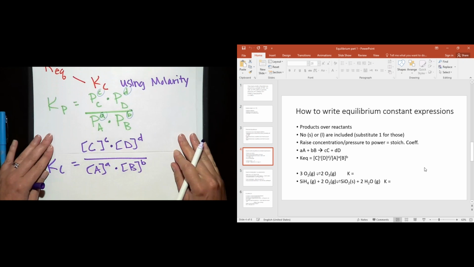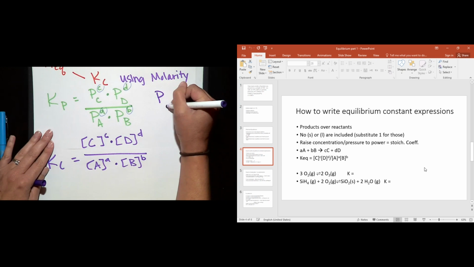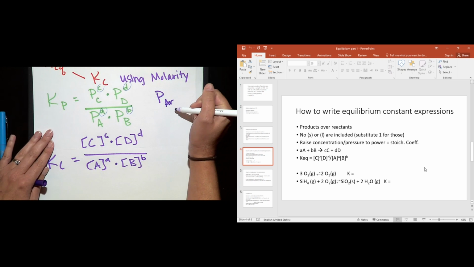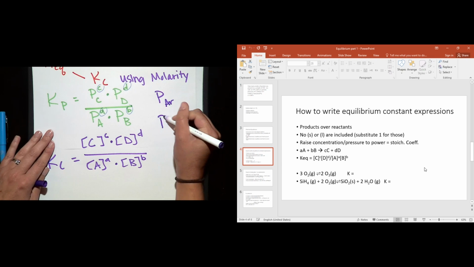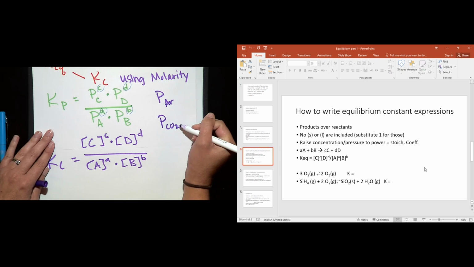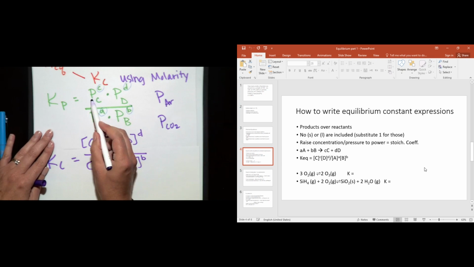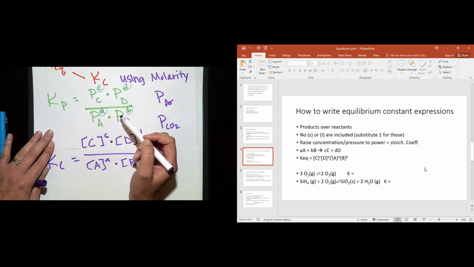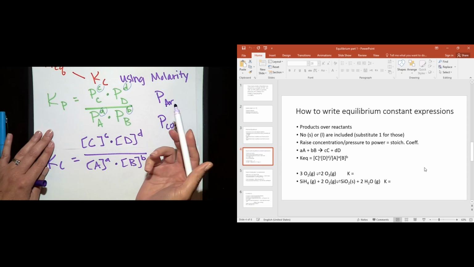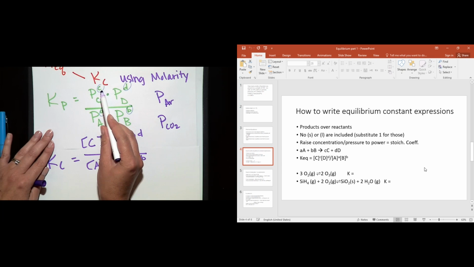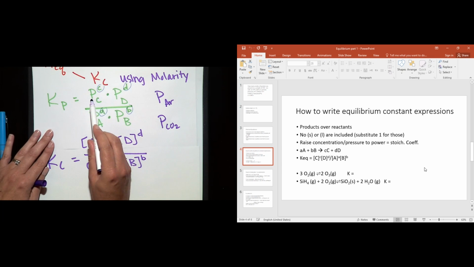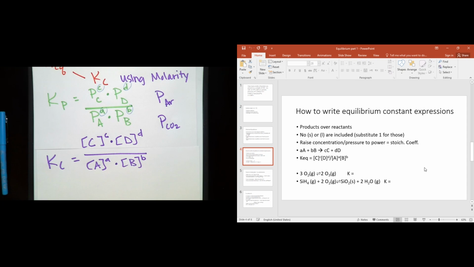In terms of pressure, if I use the partial pressure, that is a capital P, and then the subscript is that gas, whether it's an atom or a molecule like carbon dioxide. The subscript is just the identity of that gas, and the capital P is the partial pressure. So that's the only difference. It's still products over reactants, no solids, no liquids. It's still the coefficient becomes an exponent. It's just, are we talking about pressure or concentration? So it's just a set of rules that you apply.